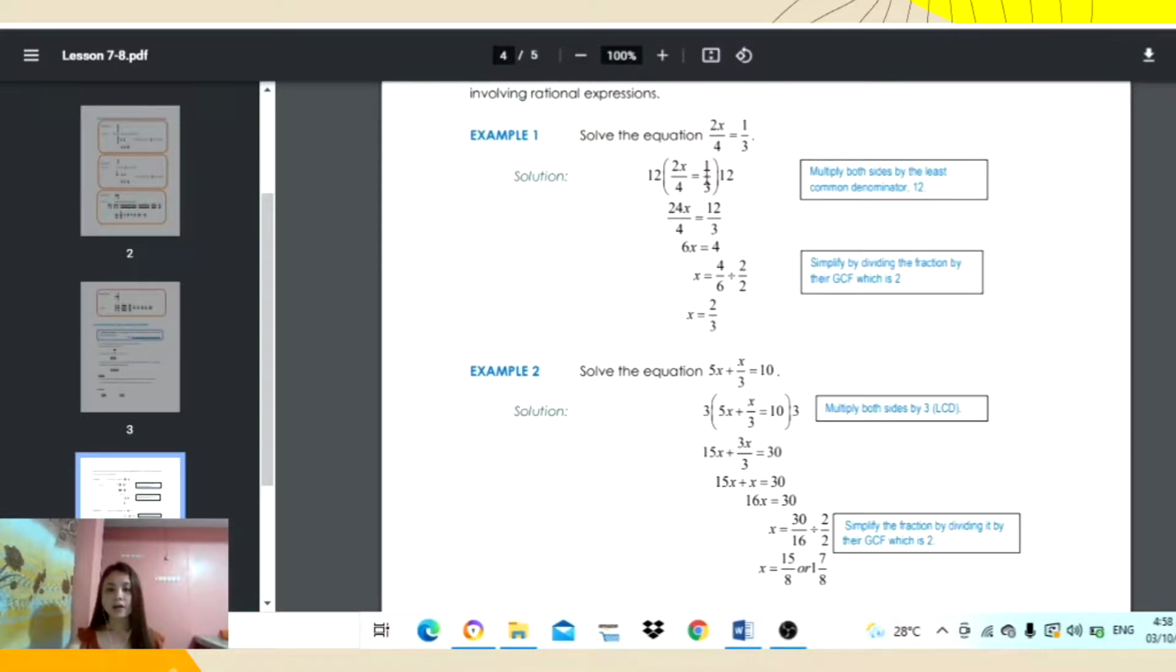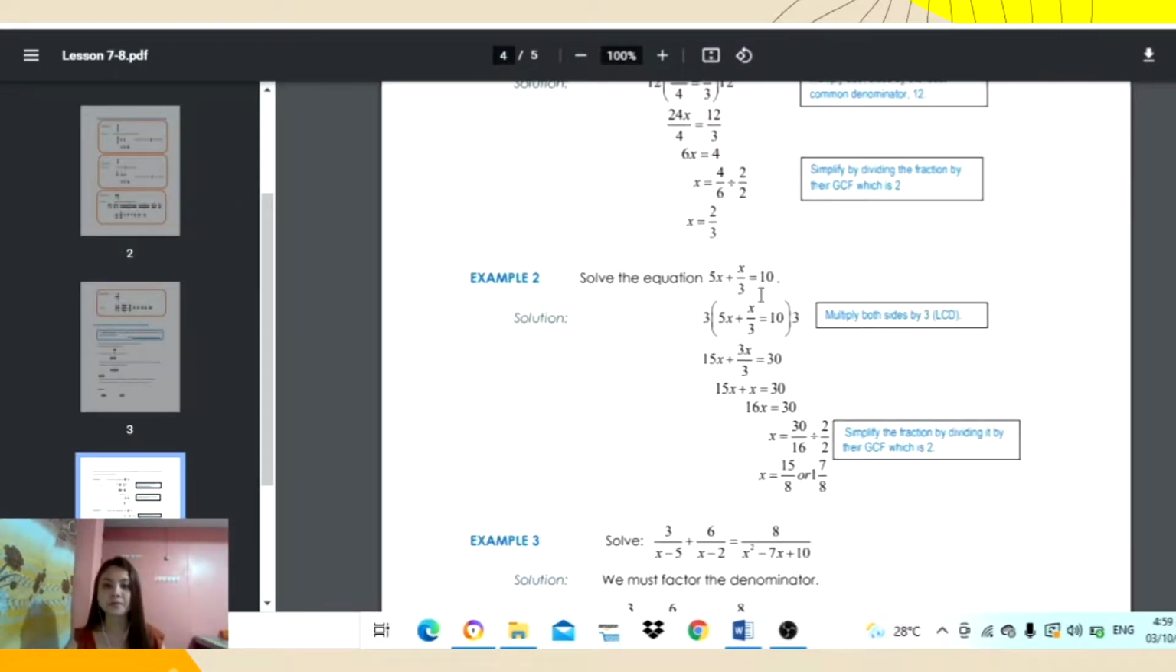Now, on the other side, 1/3 times 12, so we'll multiply 12 by 1, which is just equal to 12, and then 3 by 1, since 12 is just equal to 12 over 1, so 3 times 1 is just equal to 3. And now we can simplify both sides of the equation by dividing 12 by 3 and 24 by 4. So 24 divided by 4, we have 6, and then copy x, so we have 6x, and also 12 divided by 3, that's just equal to 4.